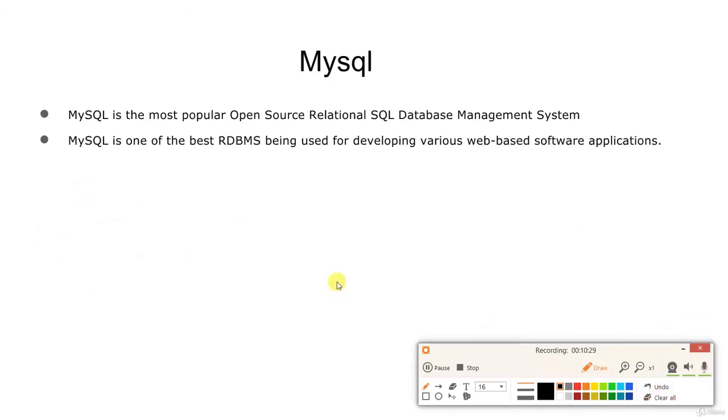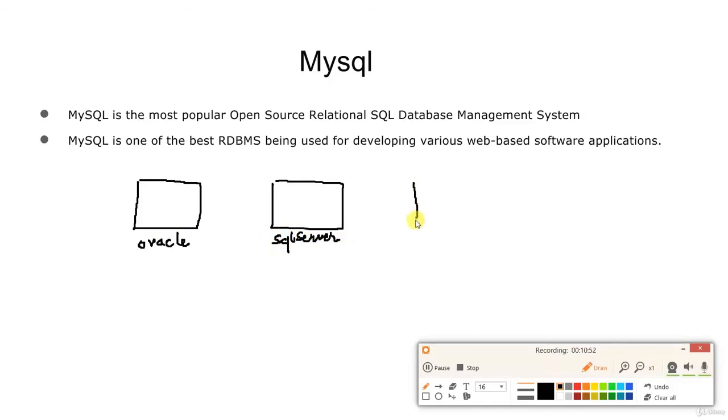So we are discussing relational databases, and there are a lot of relational database systems available in the market. For example, Oracle is one database. Then there is SQL Server, which is also a relational database. Relational database means in all these databases data will be stored in the form of tables. Then you have MySQL. So these are all relational databases.